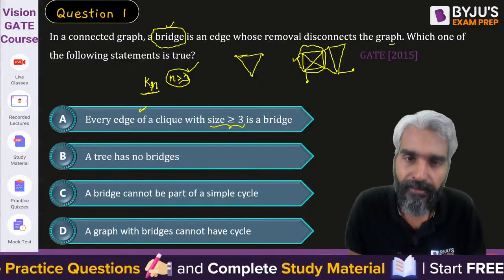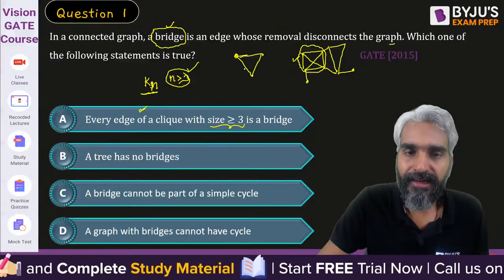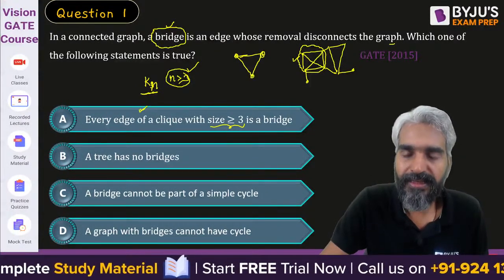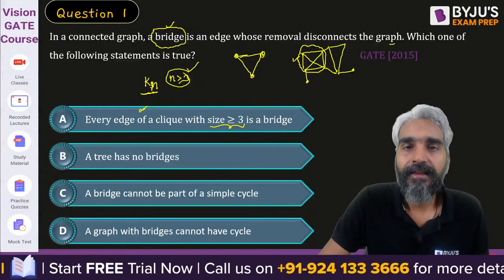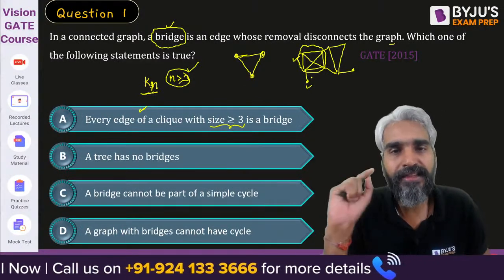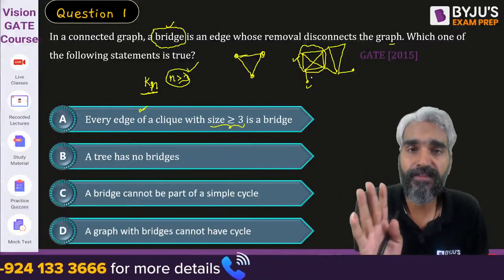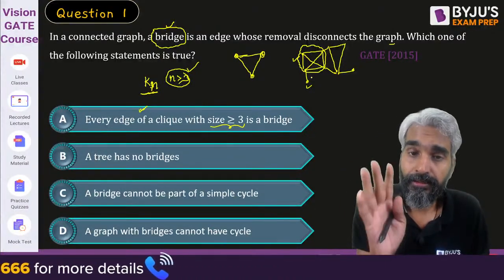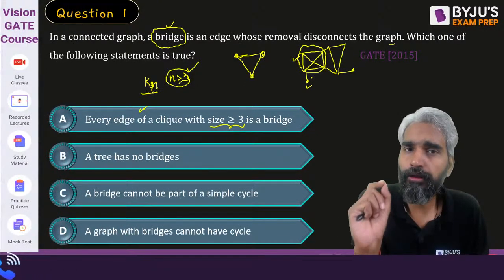Now, apart from that, in complete graph K3, there will be a cycle, and in any complete graph K4 or greater than K4, if you take any three vertices, then those three vertices will eventually form a cycle with each other. Got the idea? So this is the logic, that there will be a cycle if there are three or more vertices.